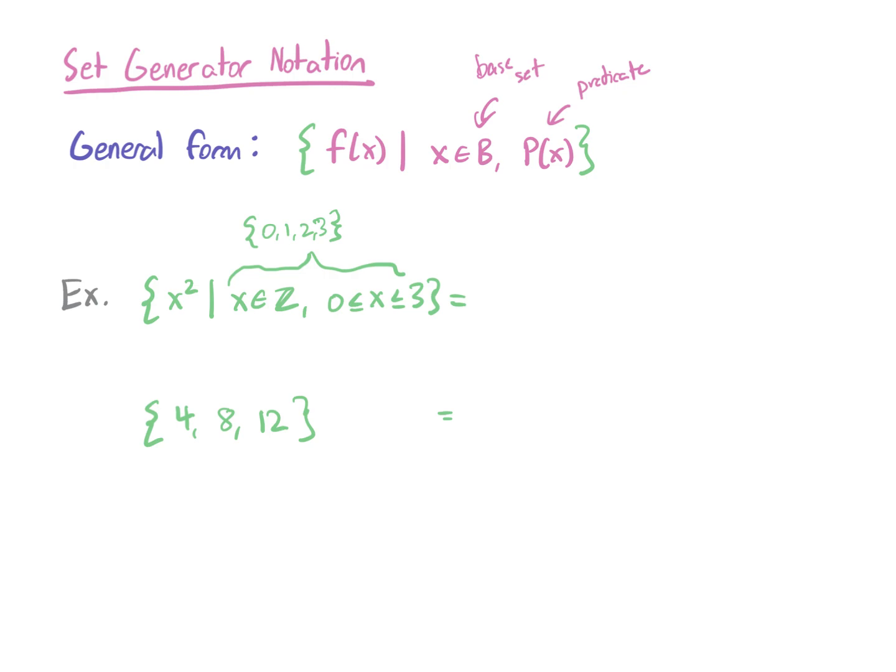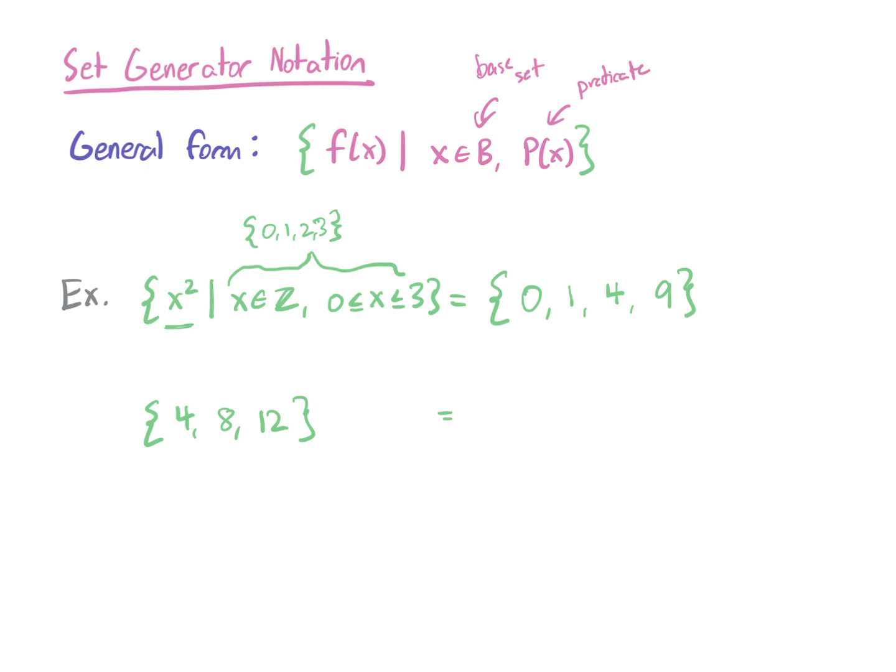What I need to do then is apply this function to each element of that set. In this case, I have the elements 0, 1, 2, and 3, and I need to apply the squaring function. I need to square them in order to obtain my final answer. So when I square these elements, I get 0, 1, 4, and 9. So this set, 0, 1, 4, 9, is the set described by this instance of set generator notation.